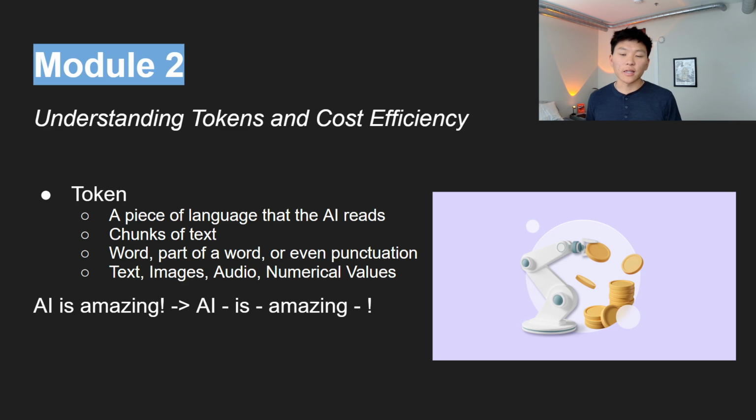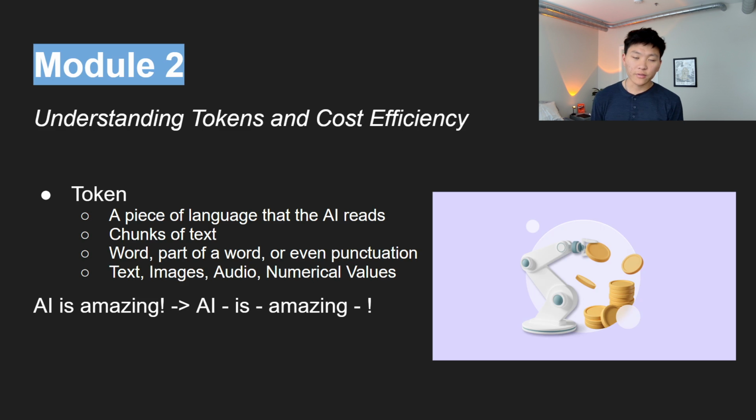So think of a token like a chunk of text. In this example, "AI is amazing!" each part of this sentence may be its own token, even punctuation. So this could have 4 tokens right here. "AI" is one of them, "is" is one of them, "amazing" is one of them, and then the exclamation mark would be the 4th token there.